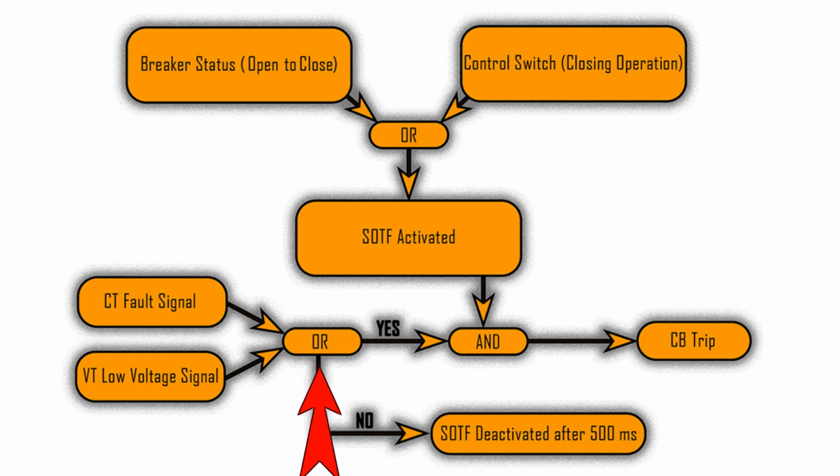If either of these two signals or both are present, an AND operation takes place. Since the SOTF relay is already actuated and it receives the fault signal from the CT and VT, it will send a trip signal to the circuit breaker, causing it to trip and isolate the fault.